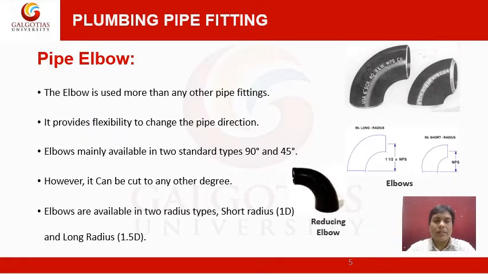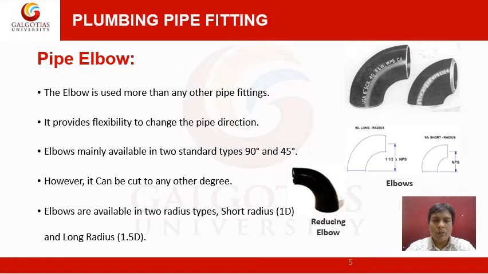Let's discuss in detail the pipe fittings. First of all, we will discuss the elbows. The elbow is used more than any other pipe fitting to join pipes. It provides flexibility to change the pipe direction. Elbows are mainly available in two standard types, 90-degree and 45-degree. However, they can be cut to any other degree as per the requirement.